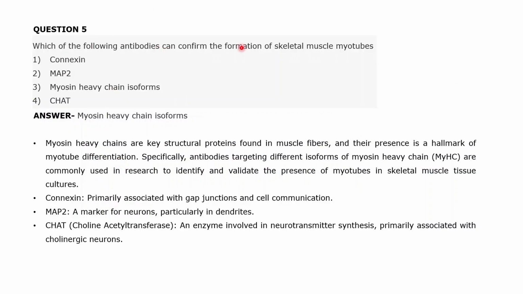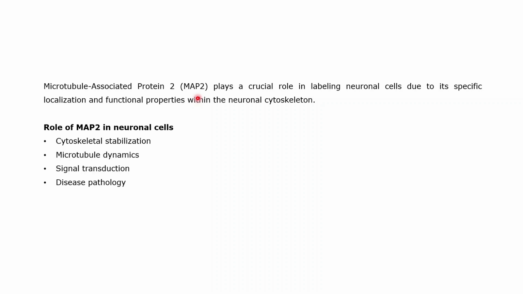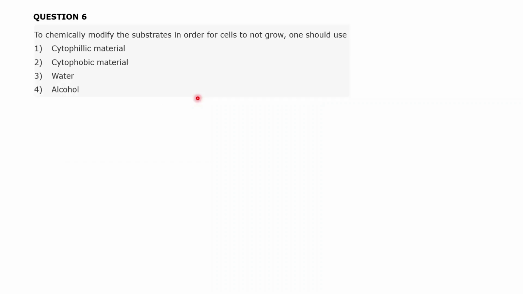Which of the following antibodies can confirm the formation of skeletal muscle myotubes, which involves myosin heavy chain isoforms? Do you have any doubt regarding this, or should I explain it once more? Okay, so I think this is quite clear, so I will just move on to the next question.